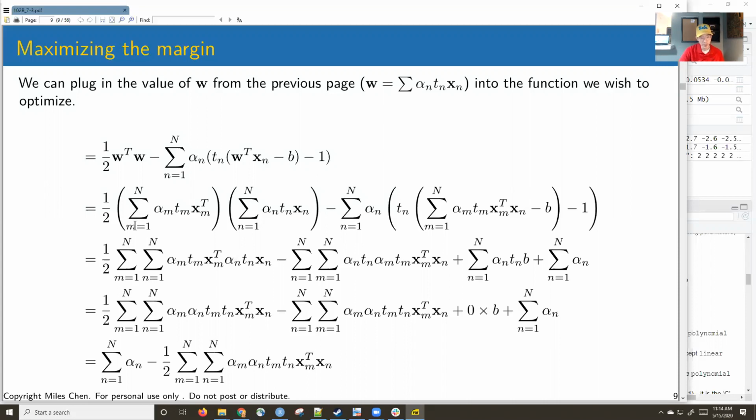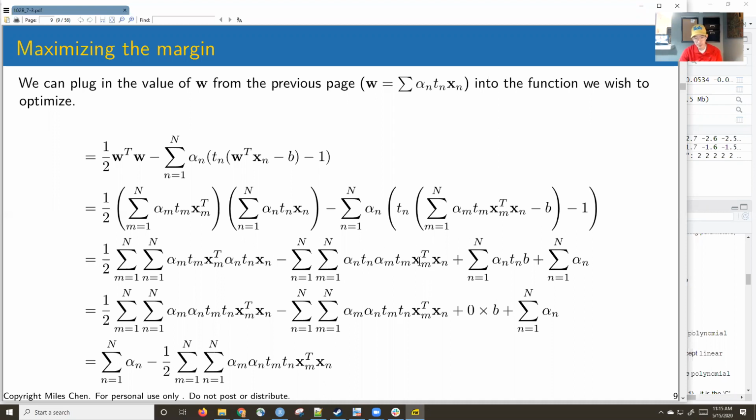So we're having the subscript m from 1 through n, and the subscript n from 1 through n. I've probably made a typo somewhere with all of these subscripts, but it should say alpha m, t m, x m, alpha n, t n, x n, double sum, alpha n, t n, alpha m, t m, x m, x n. Yes, I think that's right.